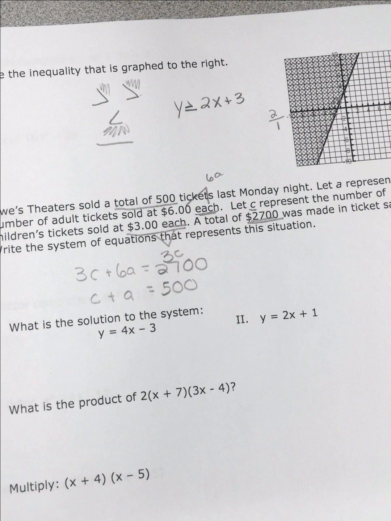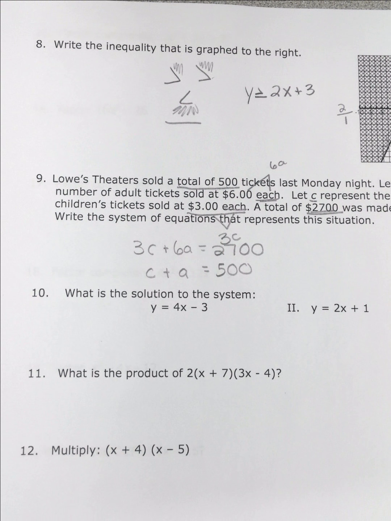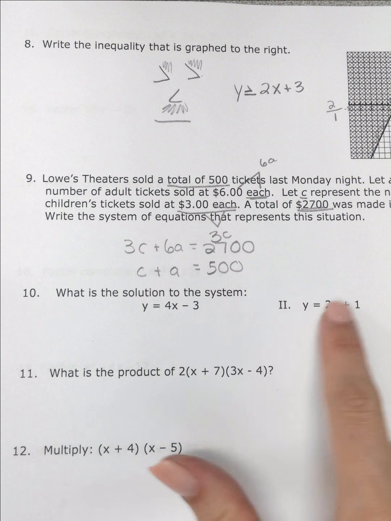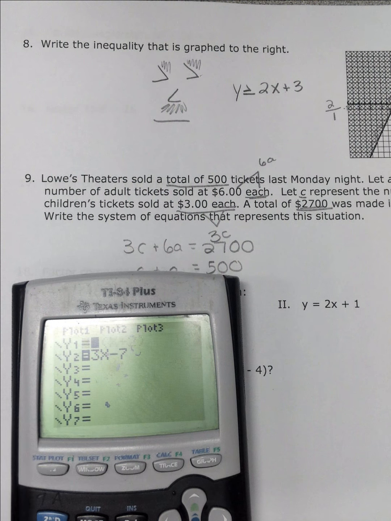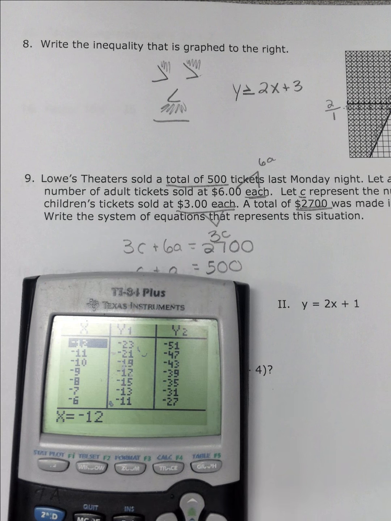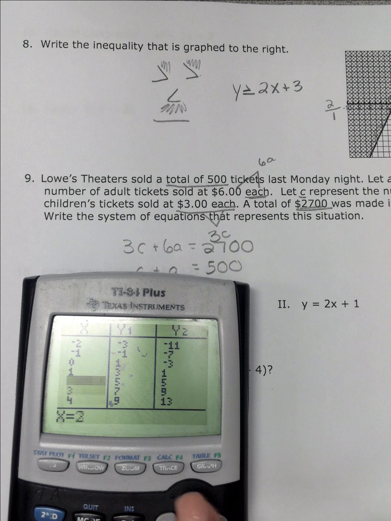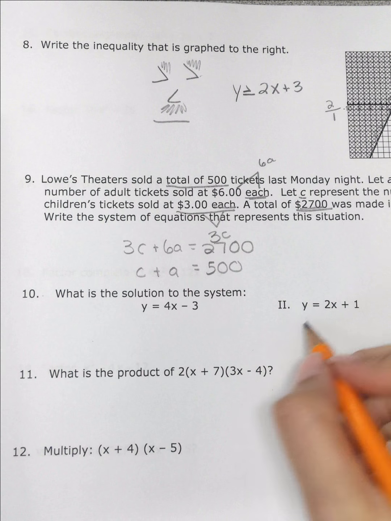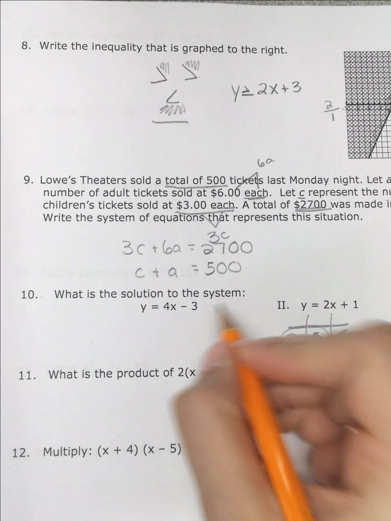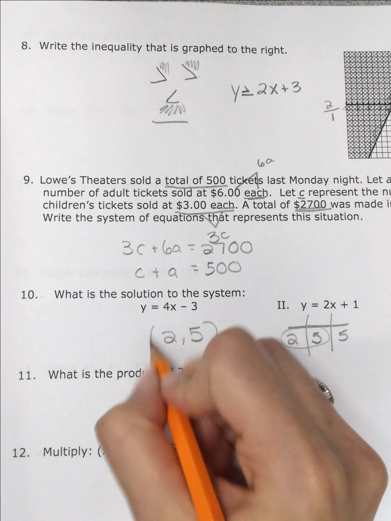What is the solution to the system? Okay, so to find a solution, it's the point of intersection. So I can find that looking on my calculator if I plug this equation in and this equation in. So 4x minus 3 and 2x plus 1. This is going to be a point of intersection. Here it is. So because it's a point, you want an x and a y value. So the solution is 2, 5.